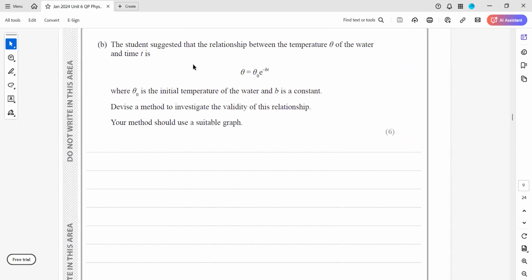Then a student suggested that the relation between the temperature of the water and the time is given by theta equals theta naught e raised to power minus bt. Theta naught is the initial temperature, b is a constant. Devise a method to investigate the validity of this relation. And your method should use a suitable graph.